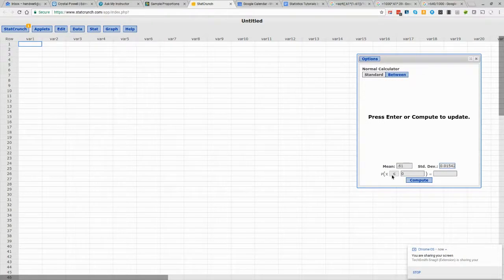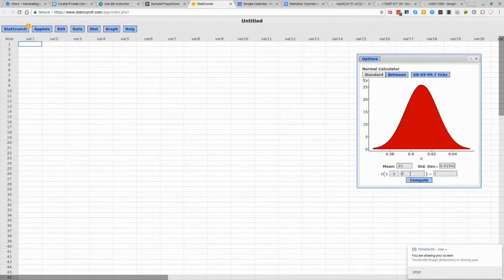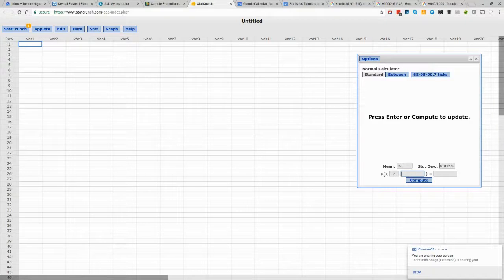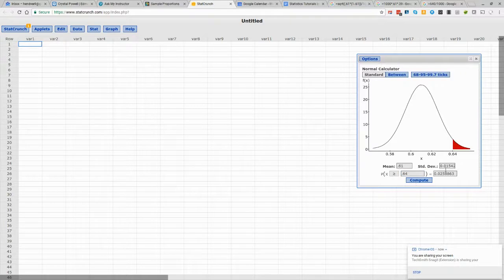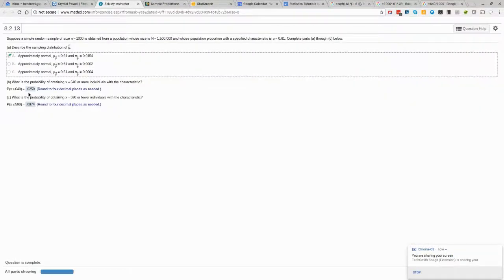So all we have to do is change the inequality around and ask what's the probability of getting that 64% or more. Notice that's above the mean, so this should be pretty small. Yeah, about a 2% chance. I think we're rounding to 4 decimal places, so that's 0.0259. Let's see if that checks. Yeah, 0.0259.